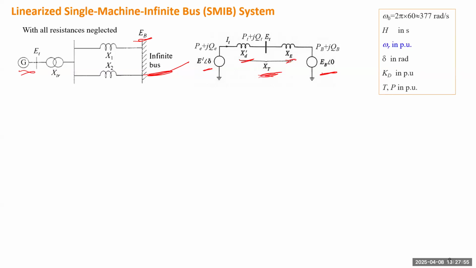All right, so here, because we're going to start writing some equations involving state variables and parameters, we have to define the units. H is an inertial time constant, which has units of seconds. Delta is in radians. KD is a damping coefficient in per unit.